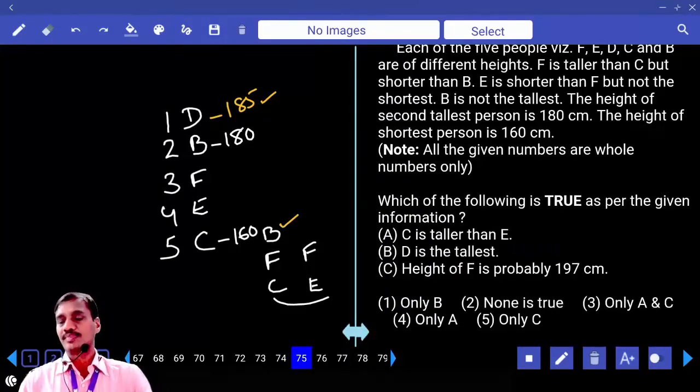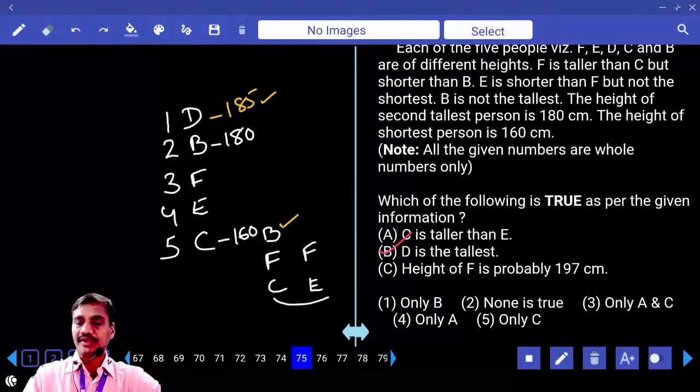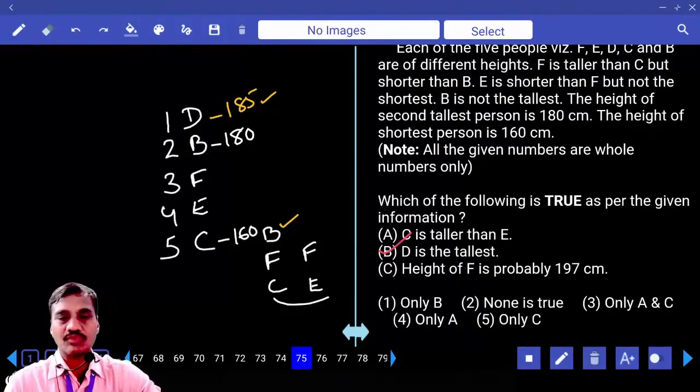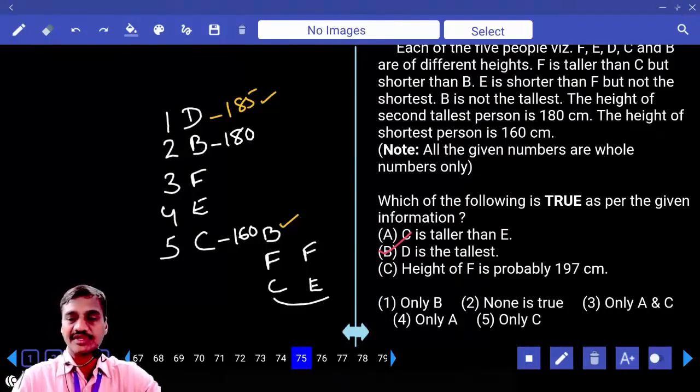Then 75. Which of the following is true as per the given information here? C is taller than E, that is false. And D is the tallest, definitely true. And the height of F is probably 197. F 197 is false. Then what is your answer? Only B, that is choice 175.